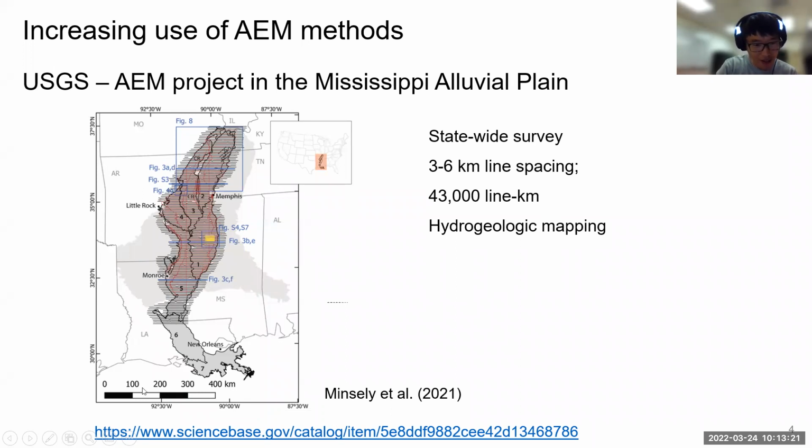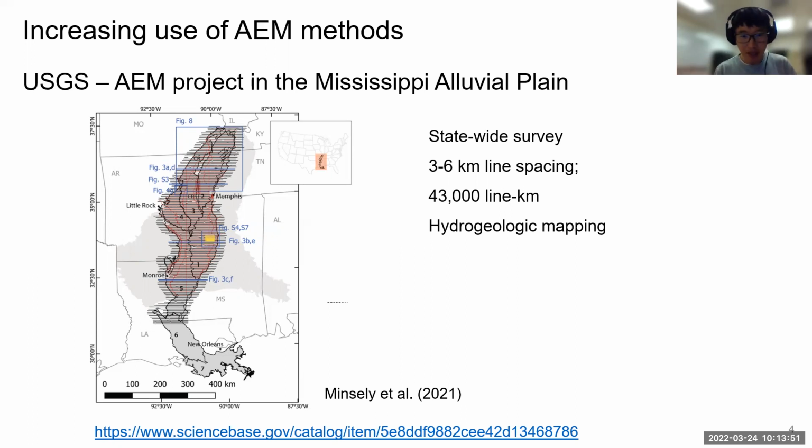And if you look at the scale, it's about a couple hundred kilometers by a couple hundred kilometers. Again, really, really large. And the typical line spacing here was about 3 to 6 kilometers. And then the total line kilometer. When we're talking about the amount of data that we acquire, usually people use line kilometer. So that's the actual amount of AEM data. And then you can look back, okay, in 1 line kilometer, how many soundings you have, then you can sort of calculate how many data points you have.